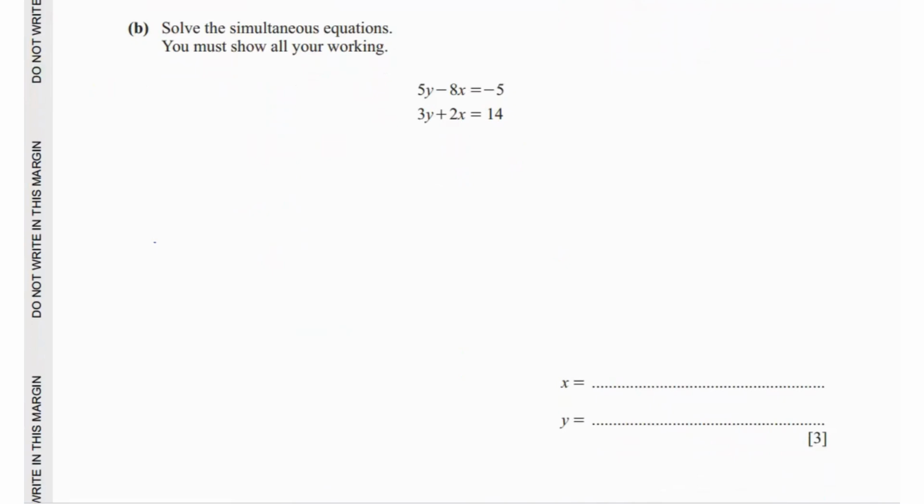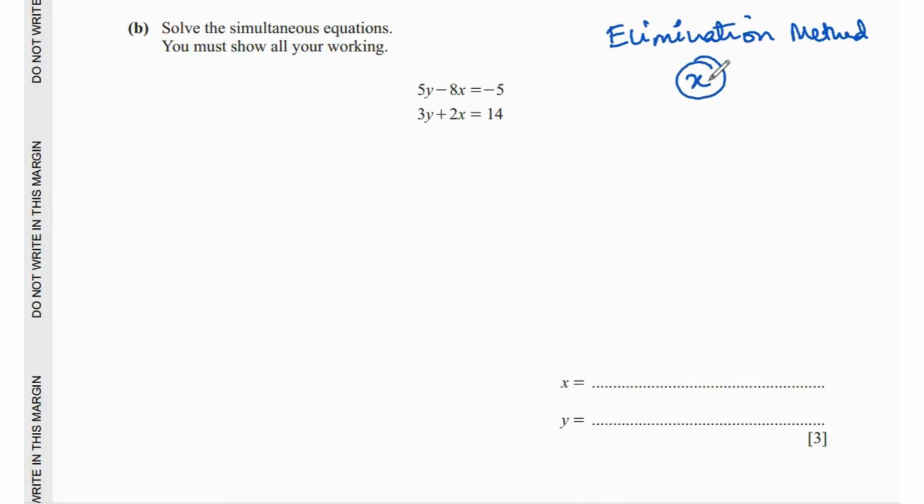We have to solve these simultaneous equations. So we have 5y minus 8x equals negative 5 and 3y plus 2x equals 14. I'm going to use the elimination method over here. To use the elimination method, what we need to do is first decide which variable we want to eliminate. I want to eliminate x.